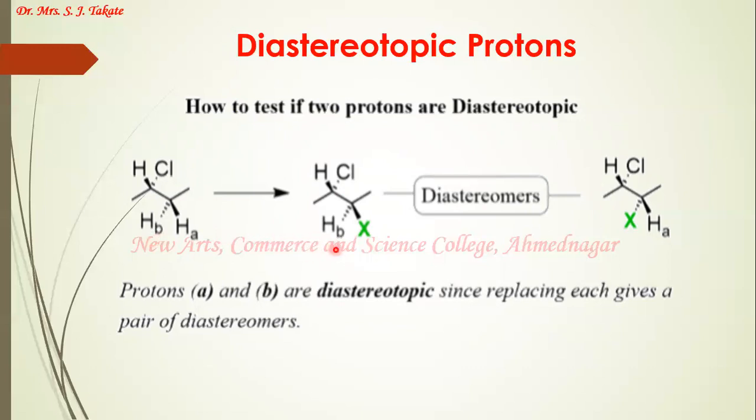Here there is a clue. What is that clue? This is the methylene group next to a chiral carbon atom. This is a chiral carbon atom and this is the adjacent methylene group. The methylene protons on or adjacent to a chiral carbon atom are always diastereotopic. Even without doing the replacement test, you can check for this: if an adjacent chiral center is present, the two protons must be diastereotopic. So these two protons are diastereotopic protons.